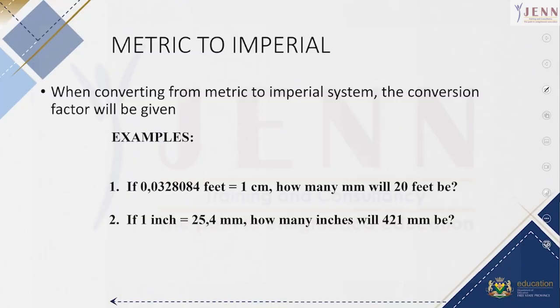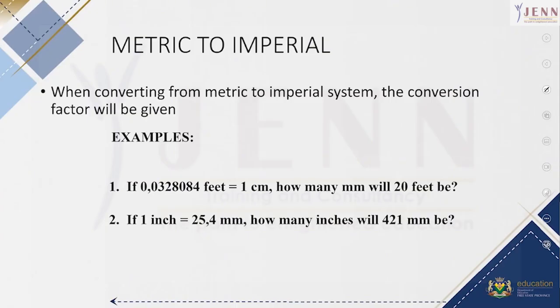Now we are going to work with metric to imperial. Like I said, if you understand the ratio method, it's going to work wonders. So we are also going to work with the ratio method again here. We'll be converting from metric to imperial or from imperial to metric, okay? For example, if 0.032808 feet is equal to 1 centimeter, how many millimeters will 20 feet be?